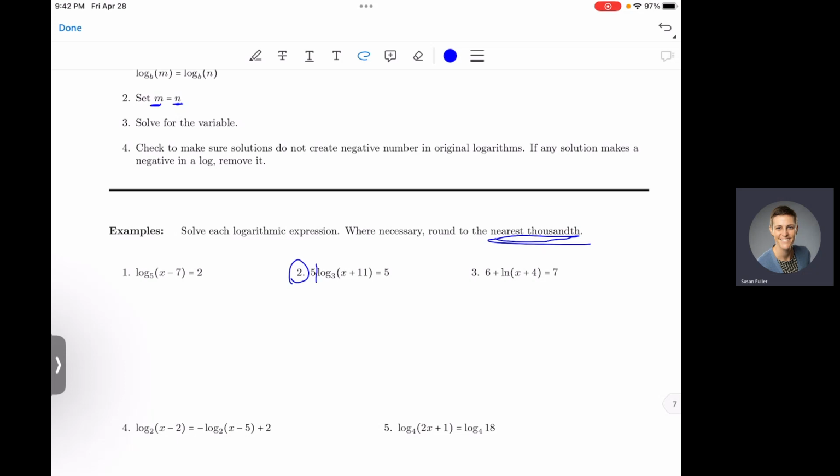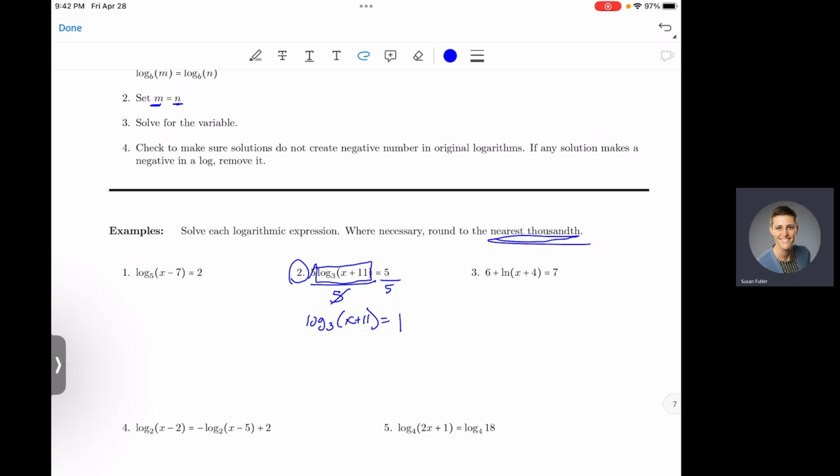Our log is right here. We have to get that completely on its own. We have a 5 out front, so we've got to get rid of it. I'm going to divide both sides by 5 to do that. When you do that, that 5 is going to cancel. You're going to get log base 3 of (x plus 11) equaling 5 divided by 5, which is 1.